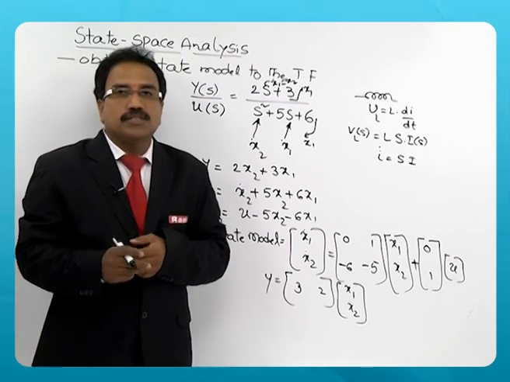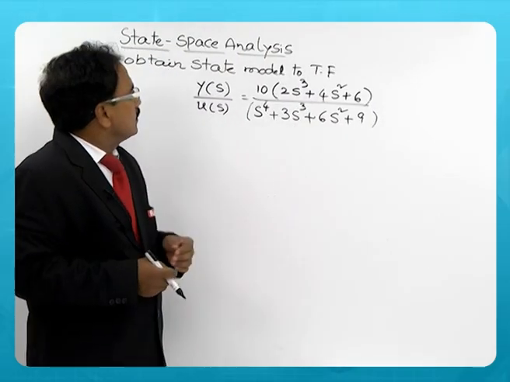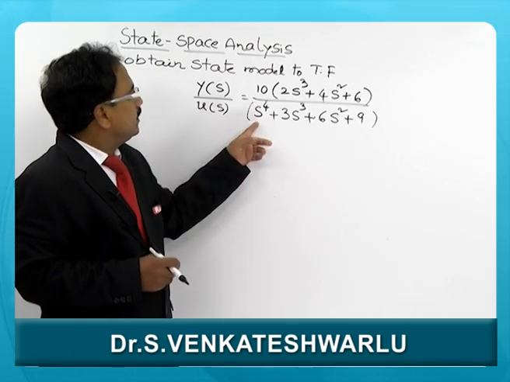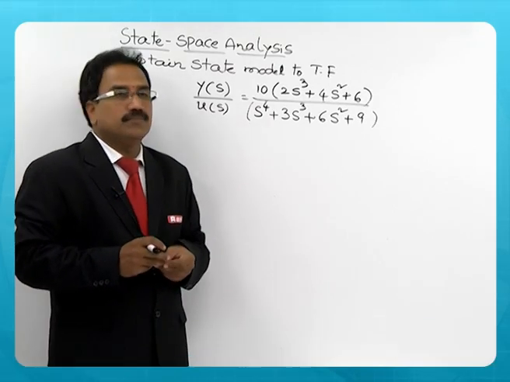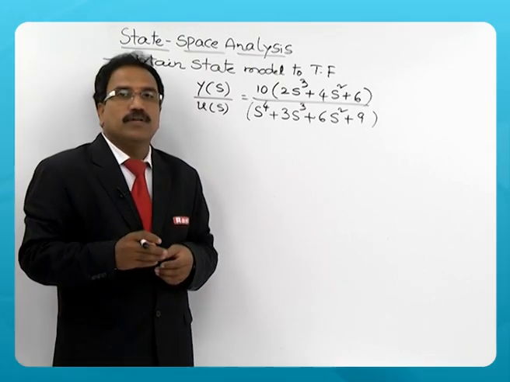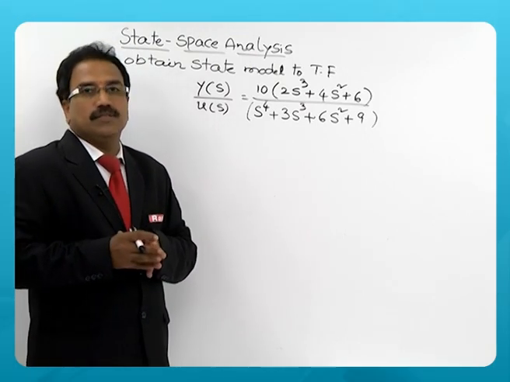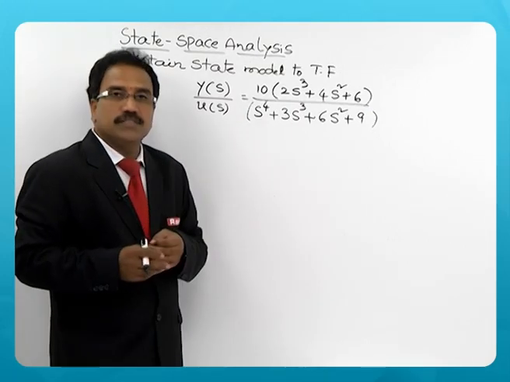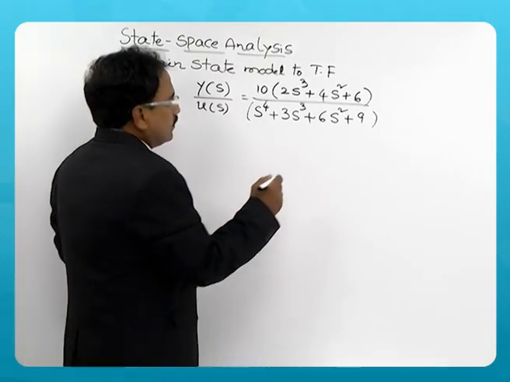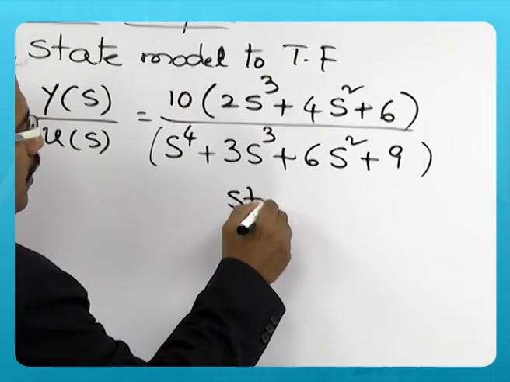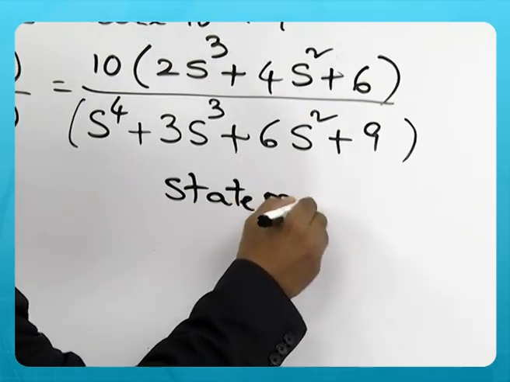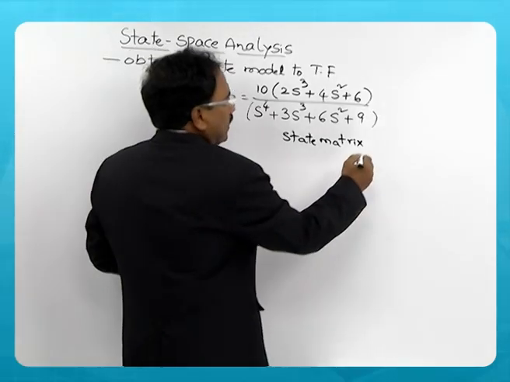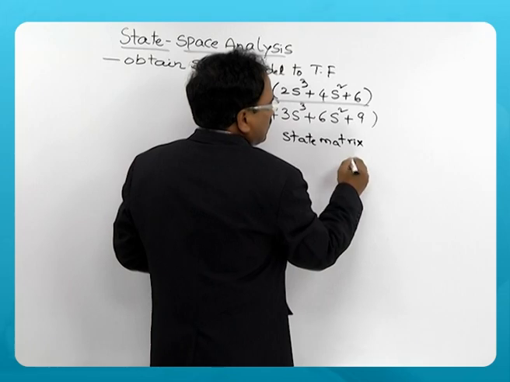So the state model consists of state equation as well as output equation for the given transfer function. So the system is now described by a transfer function again, and by seeing the denominator term you can see that it is s power 4. So there will be a state matrix A of 4 by 4 because the order of the system is 4. So how to form the state matrix for the given transfer function?